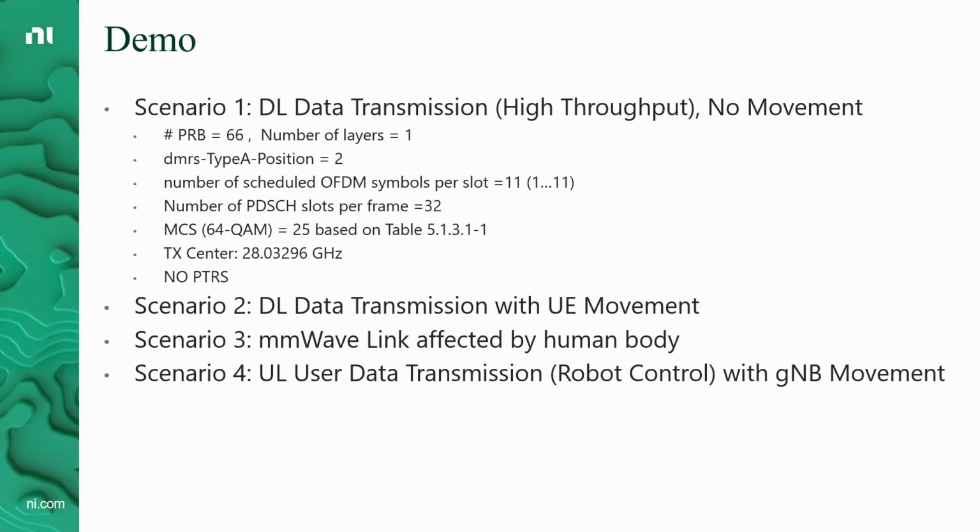In this demo of millimeter wave beam management for 5G NR, we are going to demonstrate 4 scenarios. The first scenario is downlink data transmission with high throughput and no movement. The second scenario is downlink data transmission with UE movement. The third scenario is a millimeter wave link affected by the human body. The fourth scenario is to show uplink user data transmission represented by robot control, where the G-Node B is in a movement state, and show that the link is stable during the movement of G-Node B.